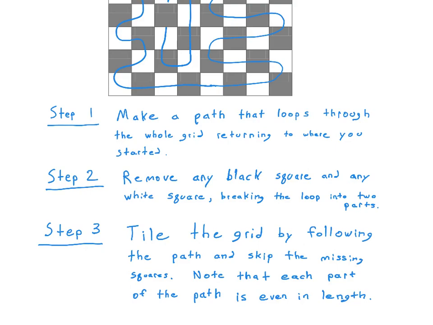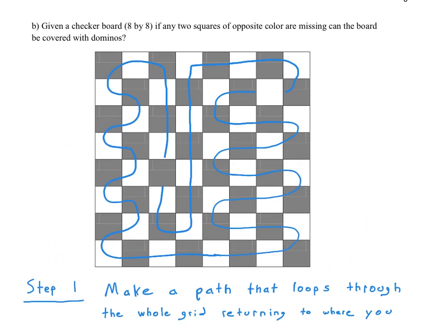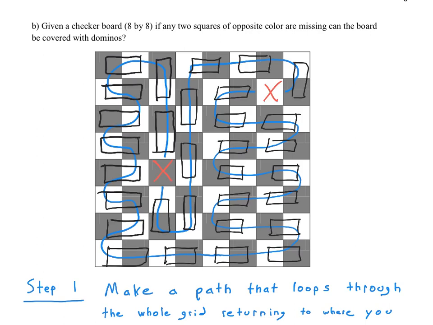So if we scroll back up, if we actually want to complete this tiling problem with the original squares that we missed, we're going to place dominoes like so as we follow the path along. So we'll keep doing that and we'll be able to complete the whole picture.